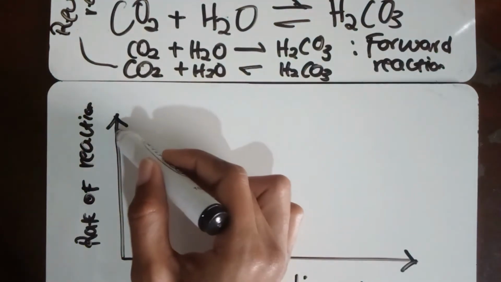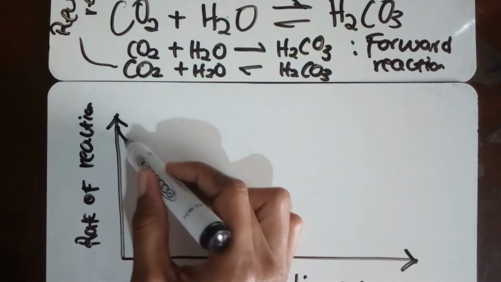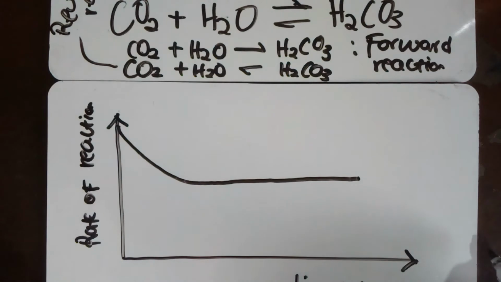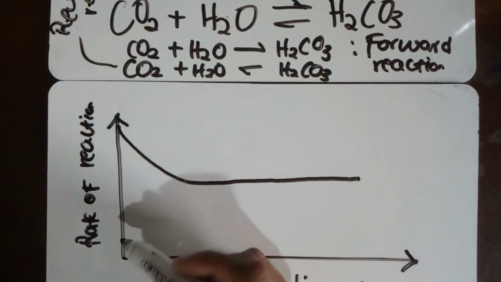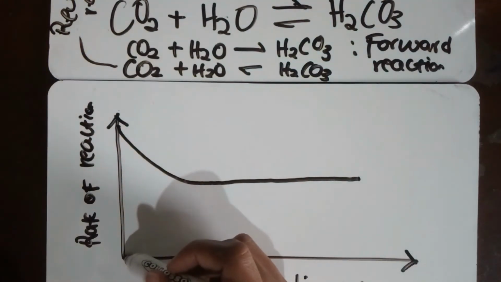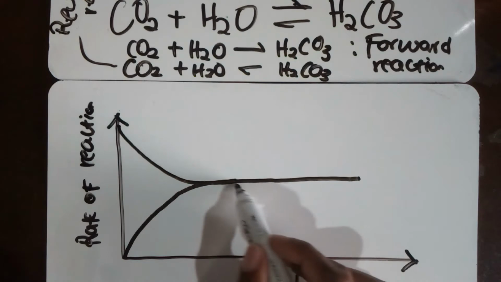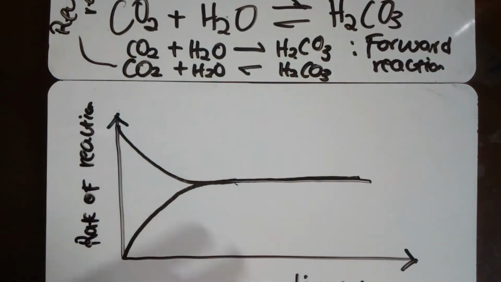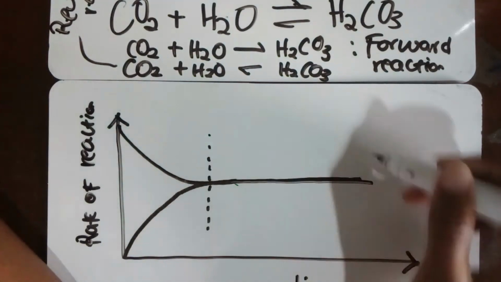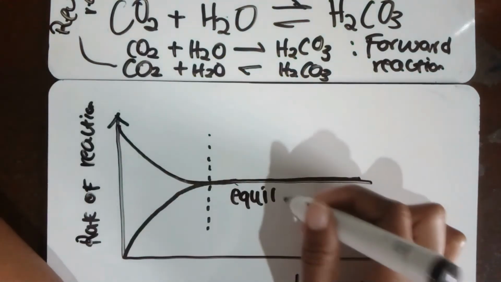So the rate of reaction in this instance starts off very high for our forward reaction, and then it drops until it reaches a point where it's just constant, right? We can say the same thing for the reverse reaction. It increases, and then at a certain point it reaches a point where it is just constant. And I think you can already see that from this point onwards, this reaction has reached equilibrium. Remember, this is the rate of reaction, equilibrium.